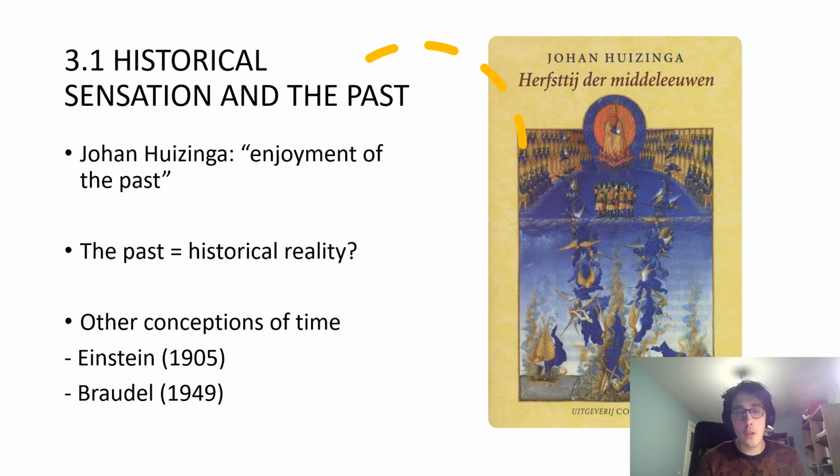And this also gives us pause when we think about conceptions of time. How does time happen? Is time chronological? Isn't it chronological? People have had different ideas about this. A different conception of time was proposed by Einstein in 1905 in his theory of relativity, where he suggests that time is essentially just a fourth dimension.